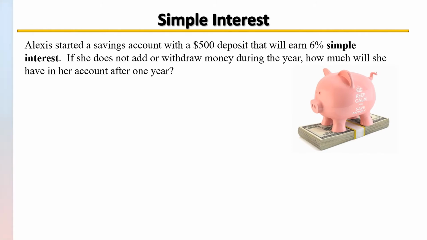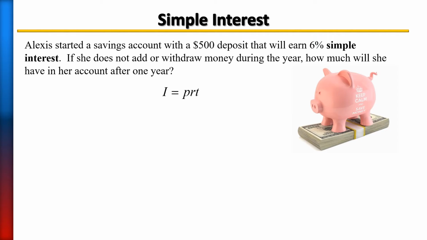Alexis started a savings account with a $500 deposit that will earn 6% simple interest. Now, if she doesn't add or withdraw money during the year, how much will she have in her account after 1 year? Well, first we need to calculate the simple interest on the account, and then add that to the amount that she deposited, and you'll be able to tell how much she will have in her account after 1 year. So let's proceed by finding out what the interest is.